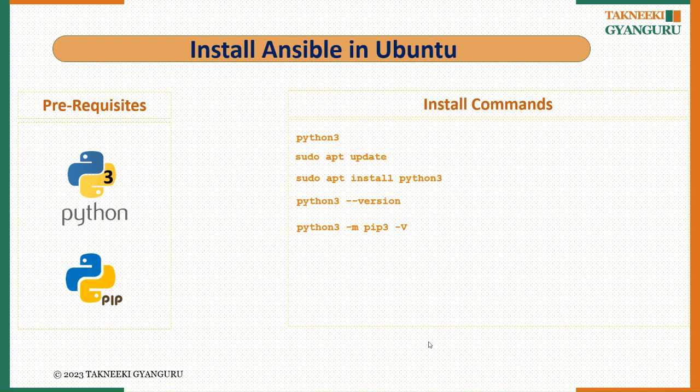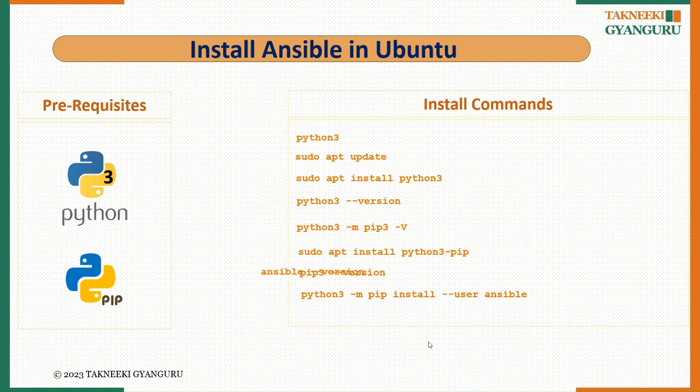For checking pip3, we will use python3 -m pip3 -v. This will show you the version of pip3 installed. If it is null, then we will use the command sudo apt install python3-pip. That will install pip3, and then we'll check whether pip3 is installed using pip3 --version. Once pip3 is installed, we'll use python3 -m pip install --user ansible, and then finally we'll check whether Ansible is installed or not.